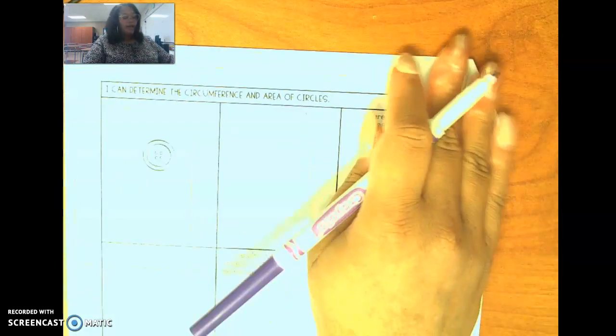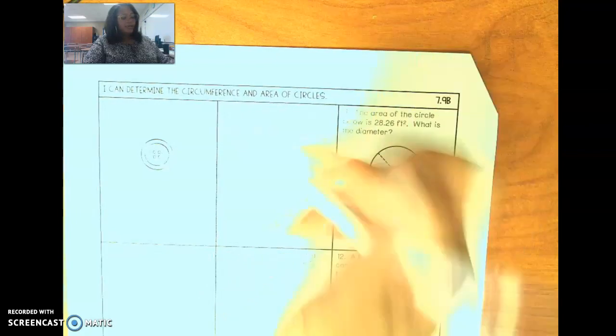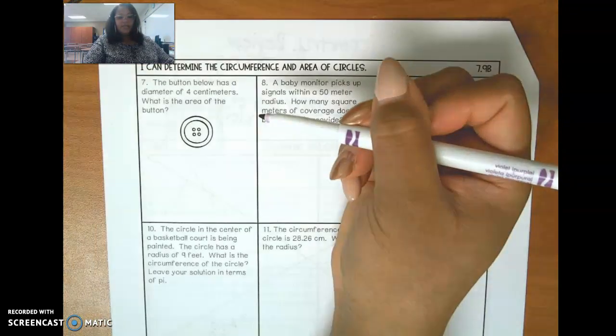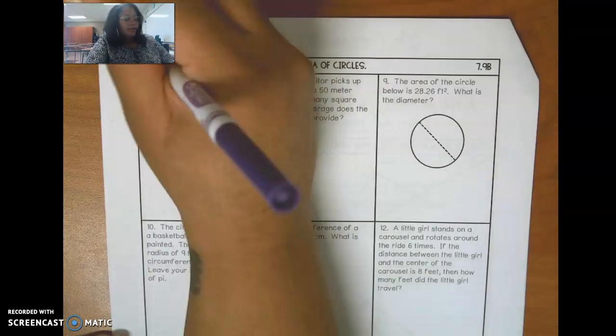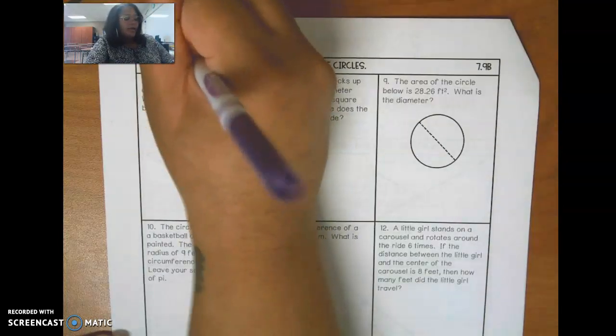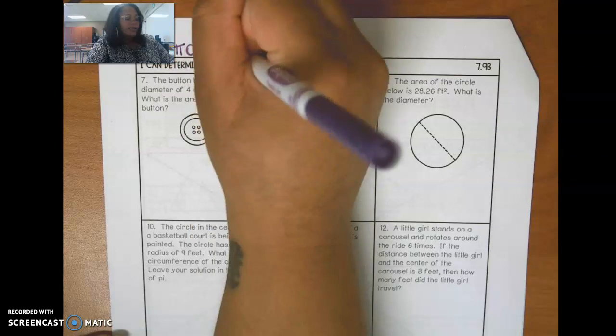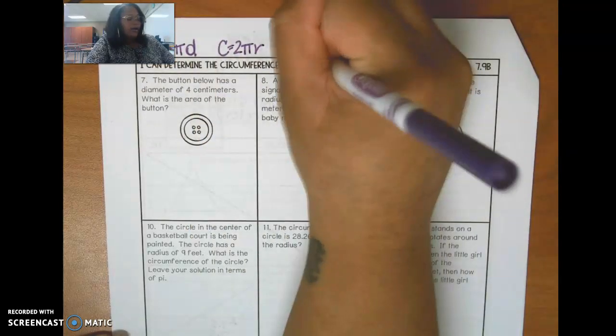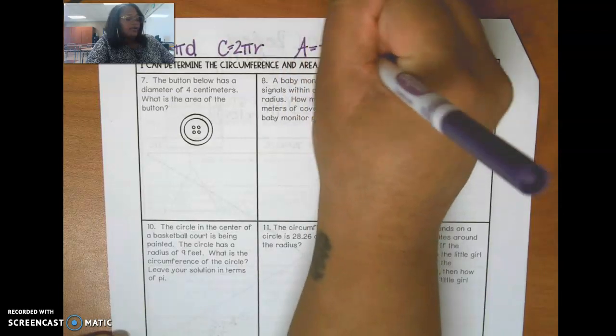All right, let's go on to the next page. The button below has a diameter of 4 centimeters. What is the area of the button? Let me clear this up. So I'm going to write my formulas down. C equals pi times diameter, or C equals 2 pi radius. Area equals pi times radius squared.